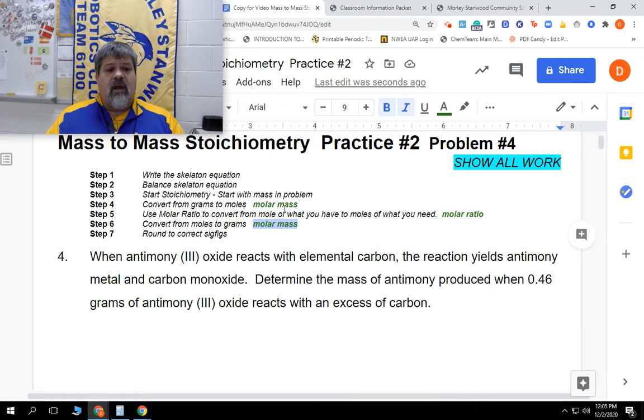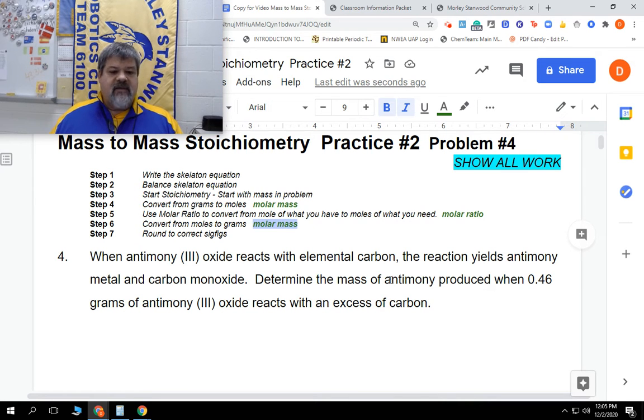I like to wait as we go along, but the first thing we need to do is write our skeleton equation. In order to write our skeleton equation, we also have to write out the formulas, so we have to make sure that we know the nomenclature. So let's read the problem. It says, when antimony 3 oxide reacts with elemental carbon, the reaction yields antimony metal and carbon monoxide.